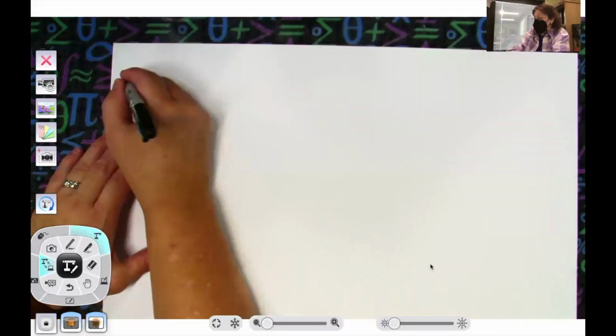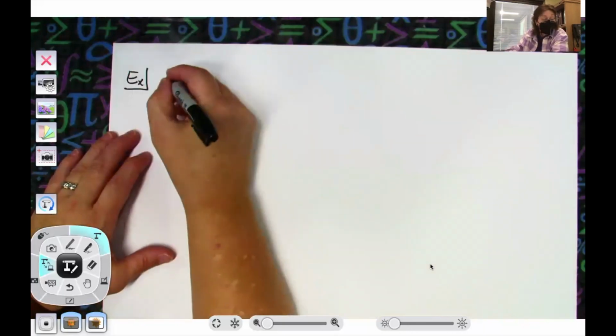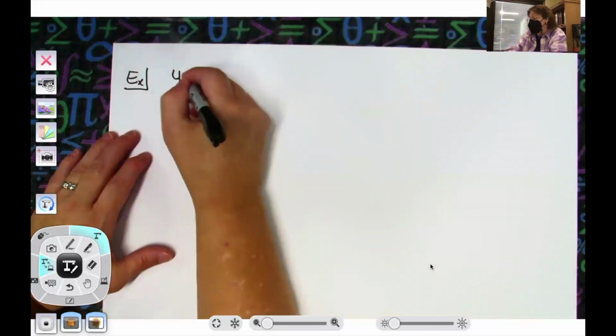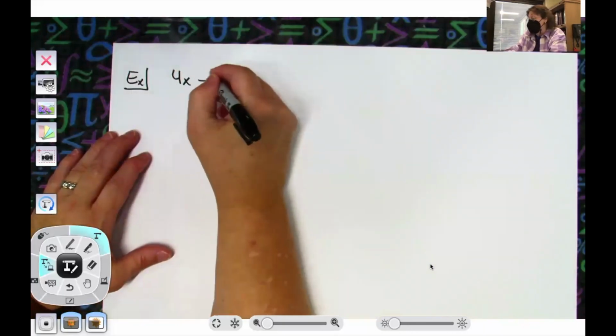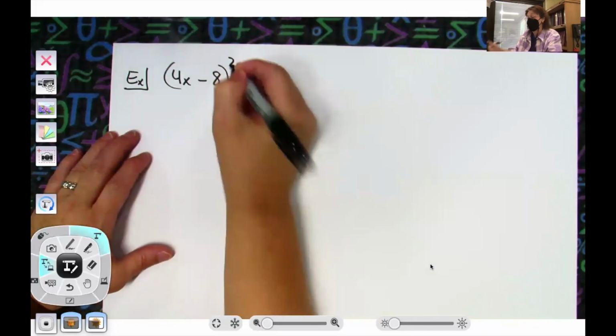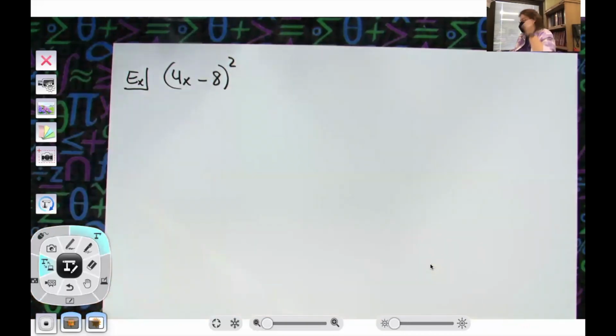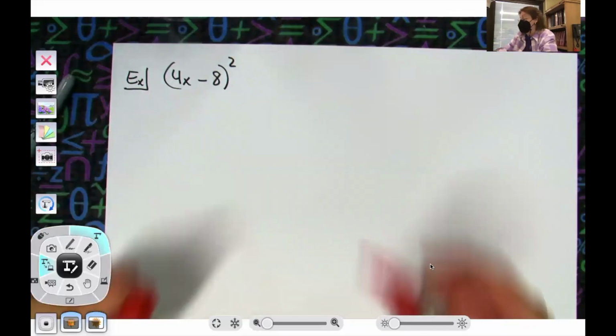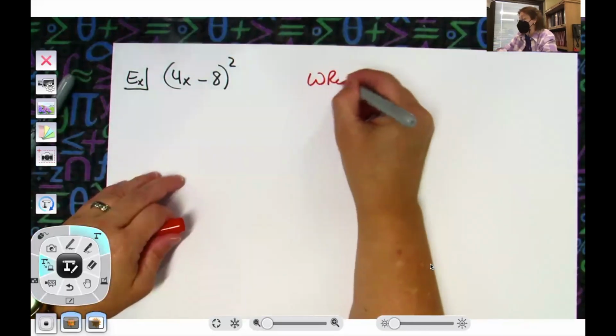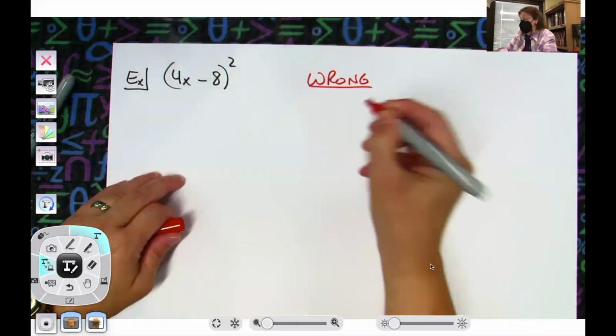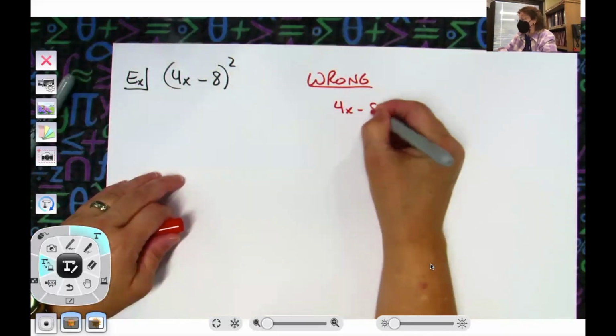One that people miss a lot, let's do that. How about if I did something like, I don't know, say 4x minus 8 and then quantity squared. Okay, now on this one, what I see a lot of, which is the wrong way to do it. Let's do it the wrong way over here.